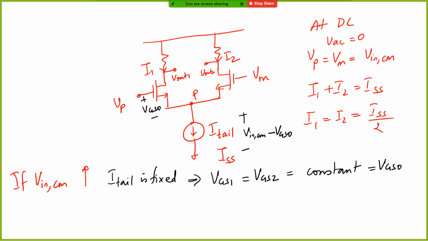So whether the input common mode increases or decreases, the gate to source voltage of both the transistors will remain the same because the current is fixed. It is like putting you on a running track and tying your legs to a chain, and tying it to a pole. Even though you have a nice running track in front of you, and you want to run, because your legs are tied, you cannot run. It is like that. The tail current is fixed. So although you have an increased or a decreased voltage at the gate, the VGS remains the same, and the rest of the voltage drops across the tail current source. This is a very important property that you should know.